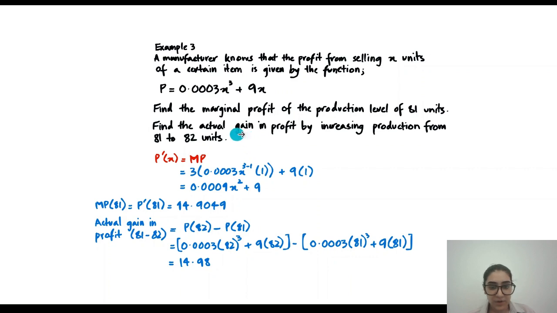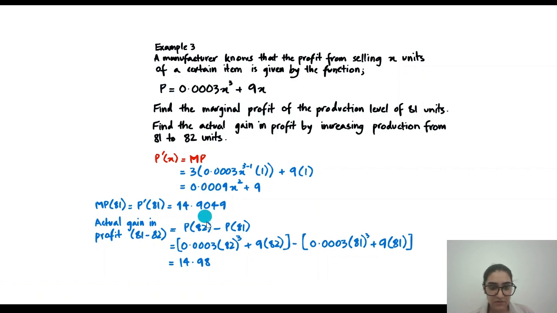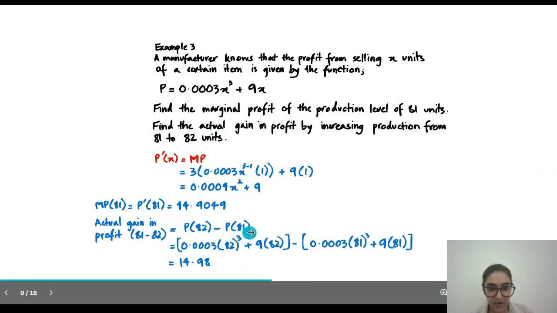Find the actual gain in profit by increasing production from 81 to 82 units. Now, the actual gain in profit has to be calculated by inputting the values in our original profit equation. We input 82 minus 81, and this is the actual gain in profit, which is 14.98.